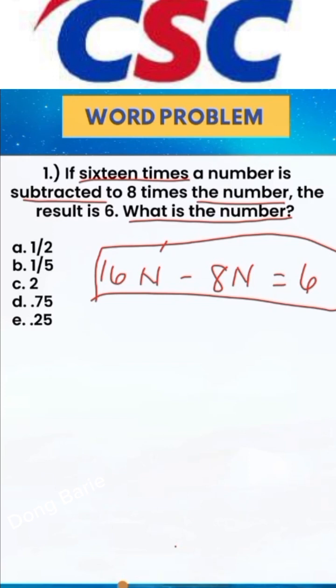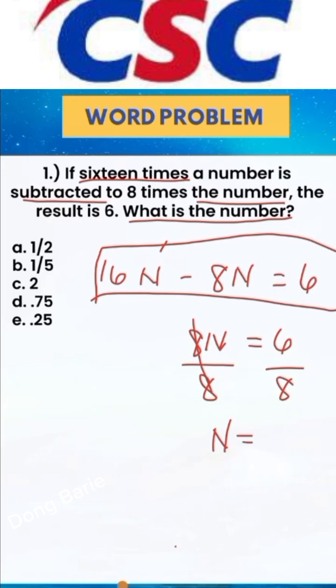So, pwede na po nating pag-minusin yung 16 at 8 kasi same naman po sila. 16 minus 8 is equal to 8n is equal to 6. So, para matanggal po yung n, i-divide lang po natin both sides into 8 para maiwan po yung n. So, cancel po natin yan. N is equal to 6/8.